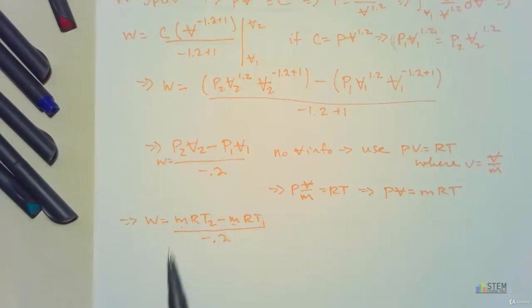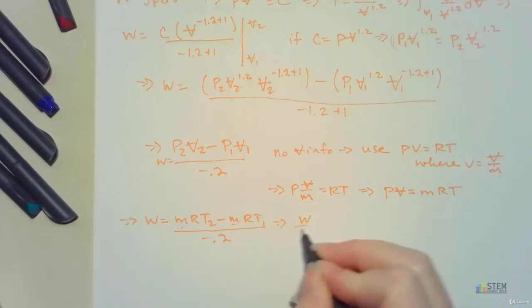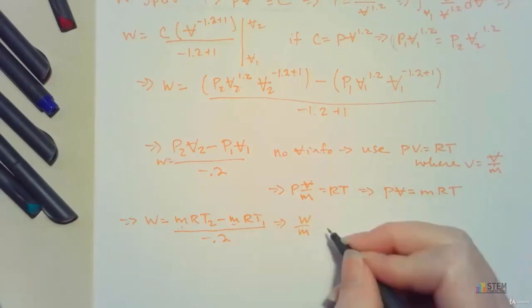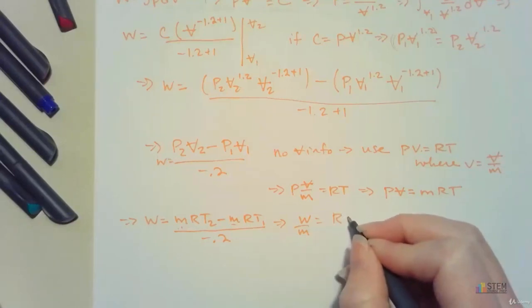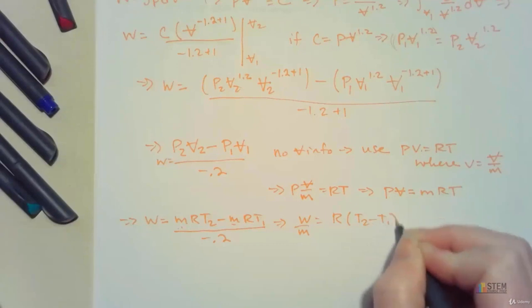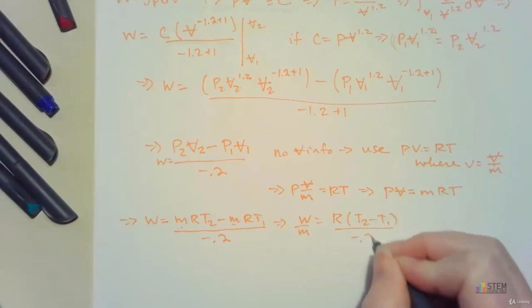So we've got this m here. Let's make use of that. Let's divide through by m. That'll give us W over m. That's going to equal R, which is the same for both states, times T2 minus T1. Put that over negative 0.2.